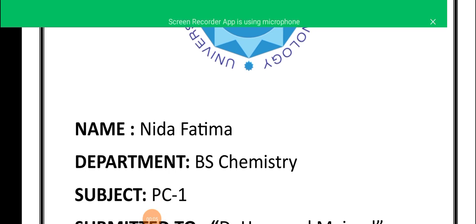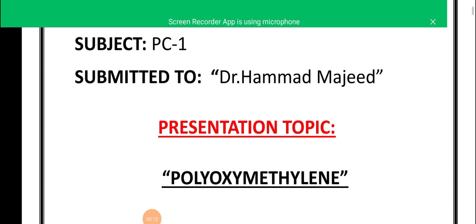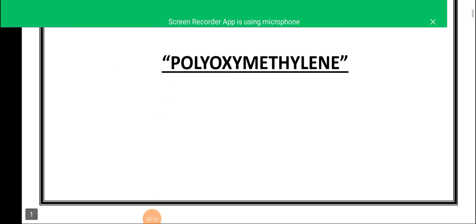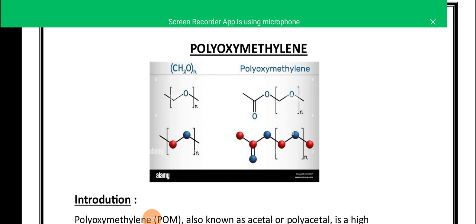My name is Nida Fatima, and I am a student of BS Chemistry at the University of Management and Technology. Today, I am going to present polyoxymethylene, which is submitted to Dr. Hammad Majeed. This is the basic structure of polyoxymethylene.